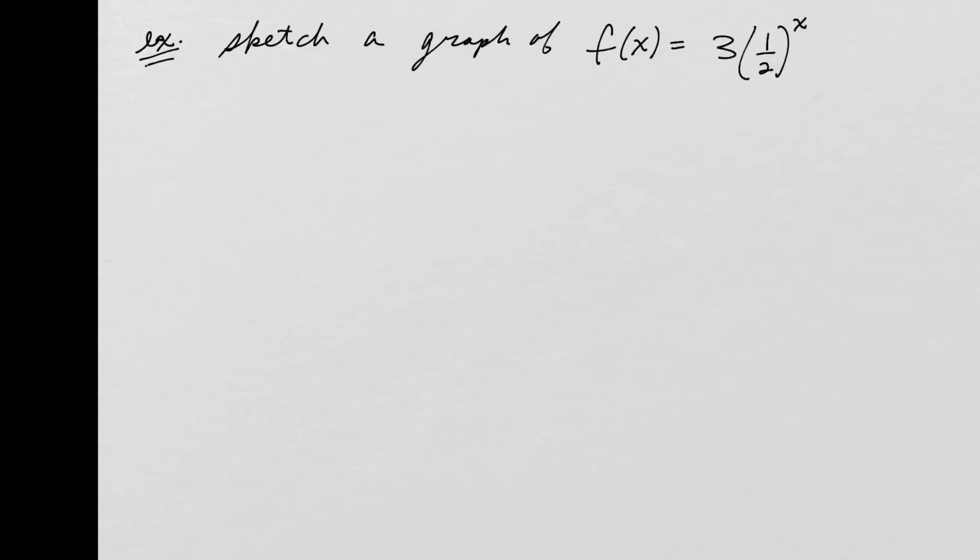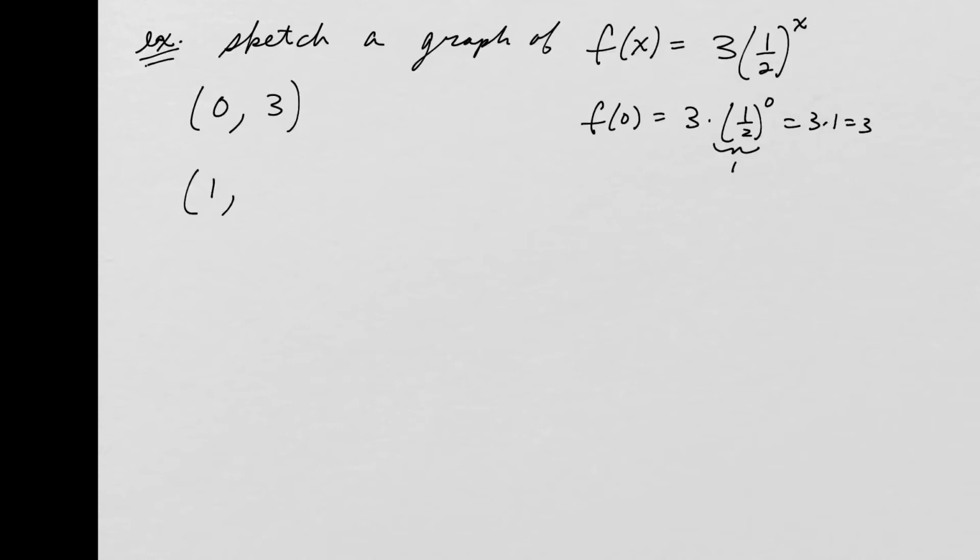We know that this graph would have to go through the point 0, 3, right? It always has to pass through 0, a. Or, if you don't see that, just plug it in. If I do f of 0 here, I have 3 times 1/2 to the 0. But remember, 1/2 to the 0 is 1. So this is 3 times 1, which is 3. And it also has to go through the point 1, a times b, right? So in this case, it'd be 1, 3/2.